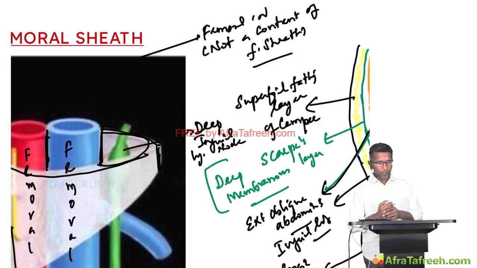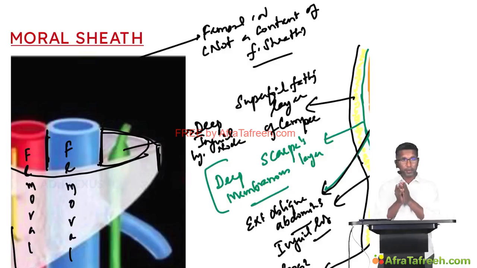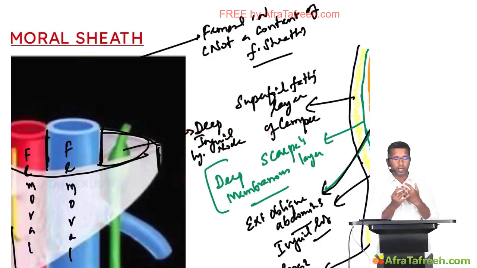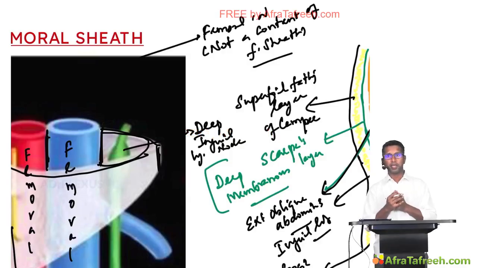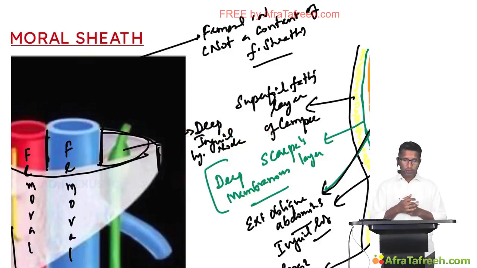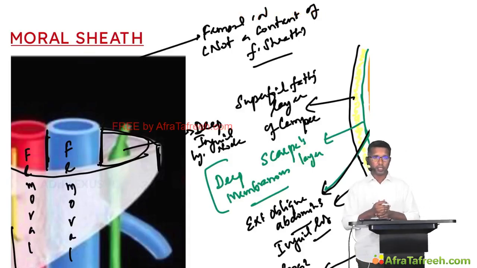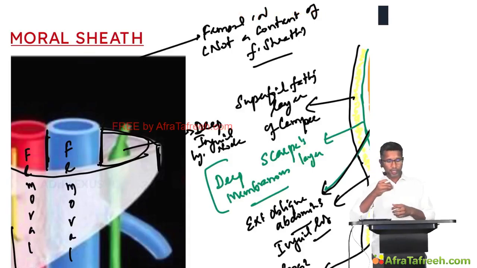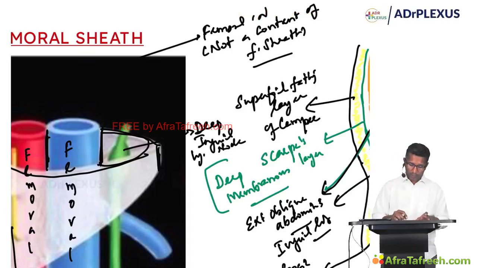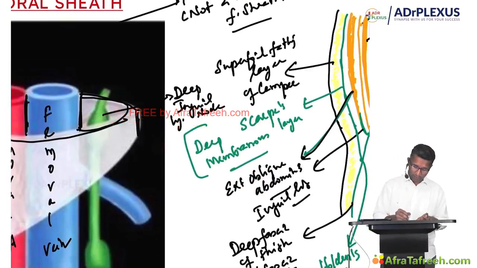So this is about the femoral sheath and its content. Of these, the most talked about compartment in exams is the medial compartment. Though the medial compartment contains only a small lymph node, why is it so important? This medial compartment is leading into a small space here, and this space is called the femoral canal.